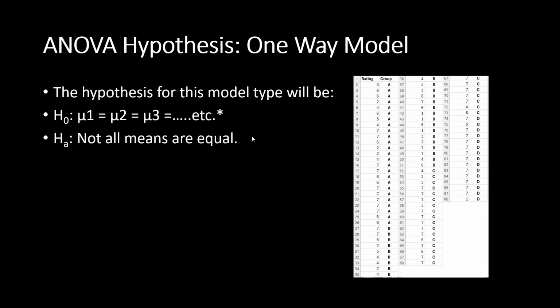But in any event, for this particular ANOVA that we're doing, we're assuming that the mean for each particular group, for group A, group B, group C, and group D, the null hypothesis is that all these means are equal. And the alternative is that not all the means are equal. So all the means are equal, or not all the means are equal.